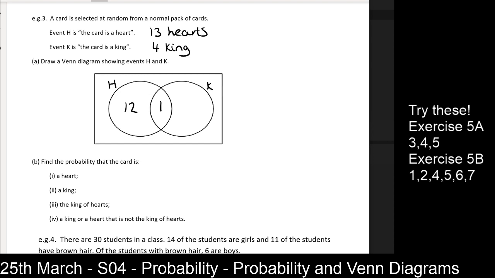What the 12 represents is 12 hearts that are not kings. So this is the Ace of Hearts, 2 of Hearts, all the way up to the Queen of Hearts. And then in the centre, that 1 is just representing the King of Hearts. Then for the King circle, that circle has to add up to 4. So 1 plus 3 for 4. That 3 just means you've got your King of Diamonds, King of Clubs, and King of Spades. And that 1 in the centre, again, that's just your King of Hearts.